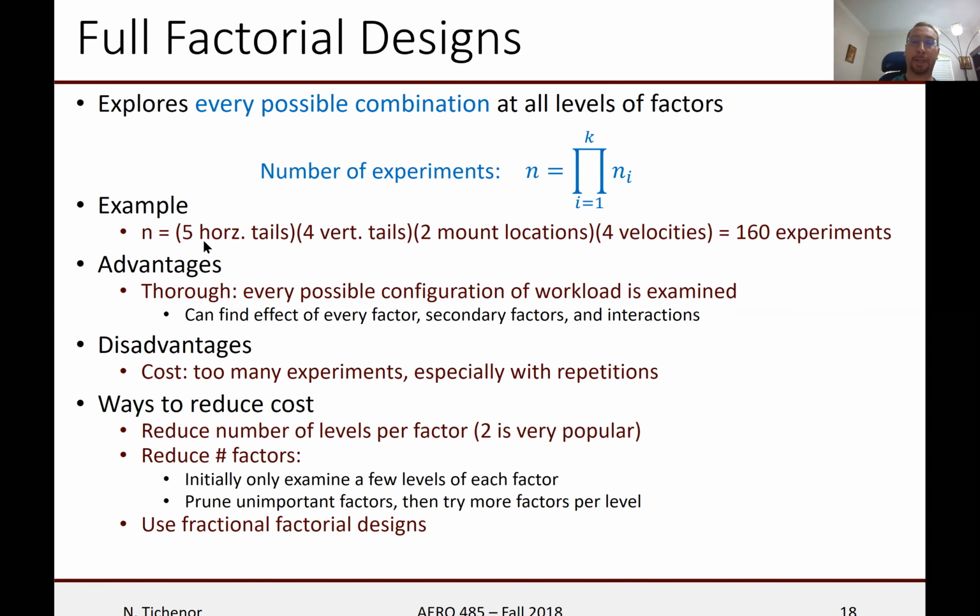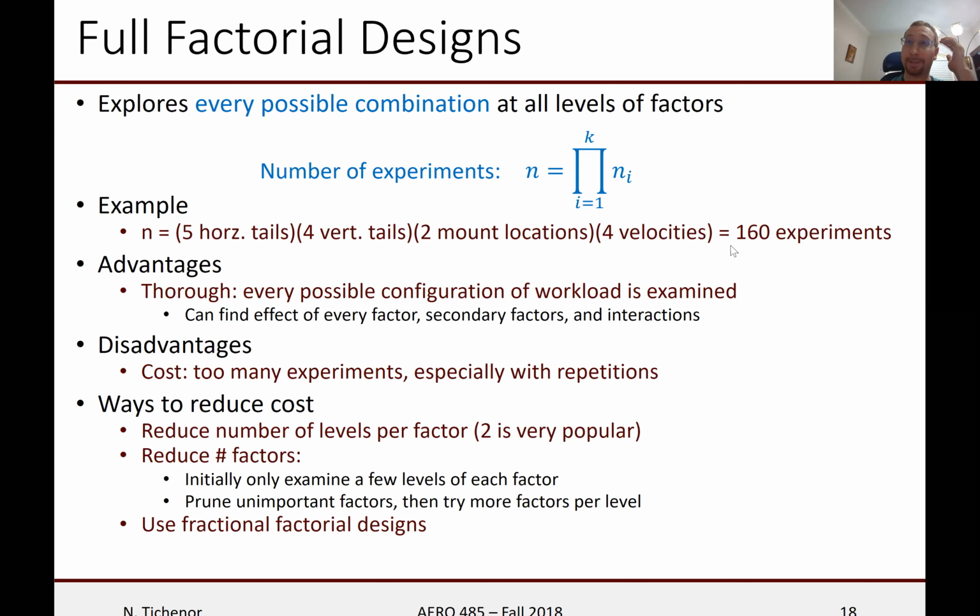So for instance, if you want to understand which flight performance is the best, you take 5 levels of horizontal tail, 4 different levels of vertical tail, 2 different levels of mount locations, and 4 different levels of velocities, you're talking about 160 experiments. That is a long range of experiments, way too much. It's the other extreme. That is very reliable, by the way. If you can do 160 experiments, you have explored all the possible cases.